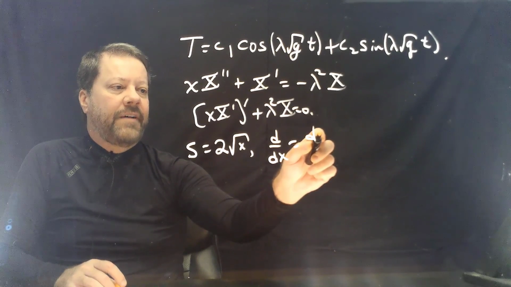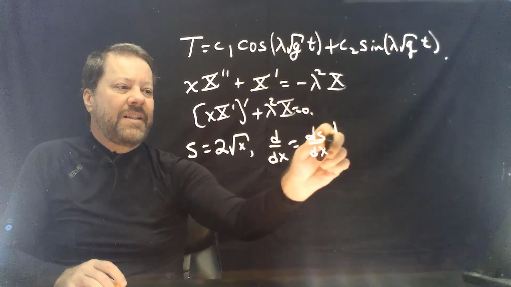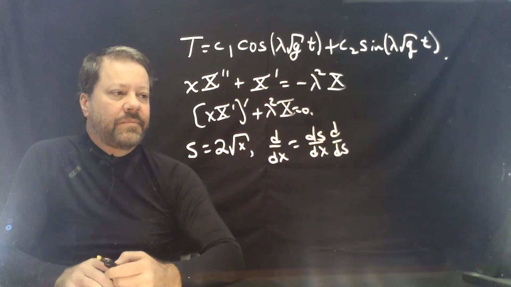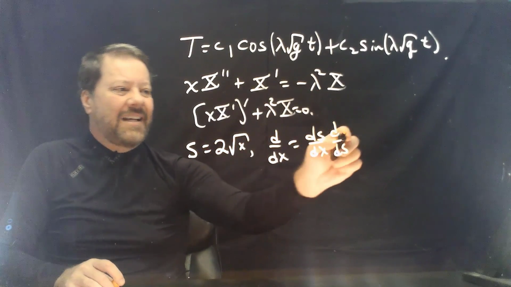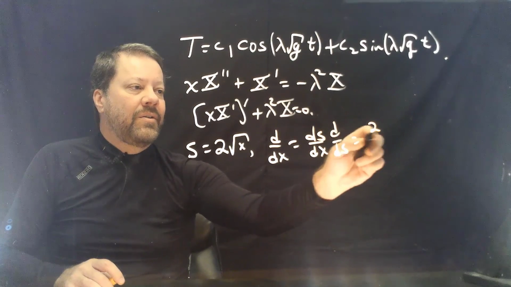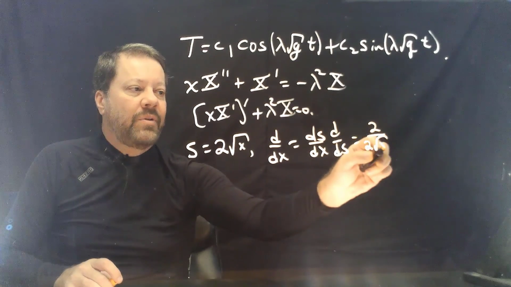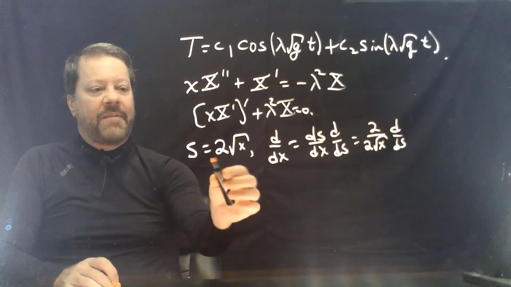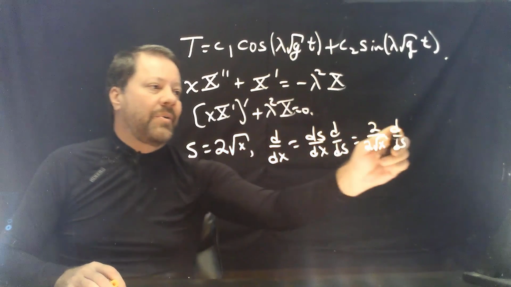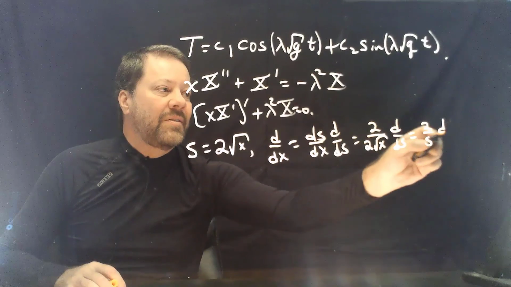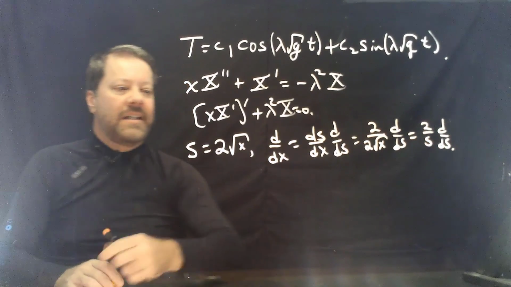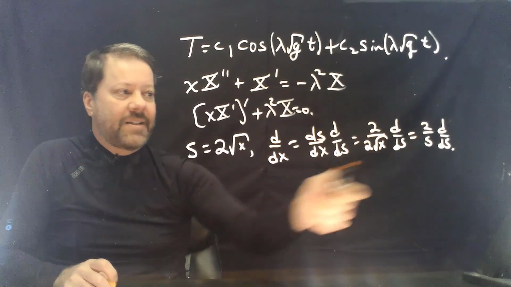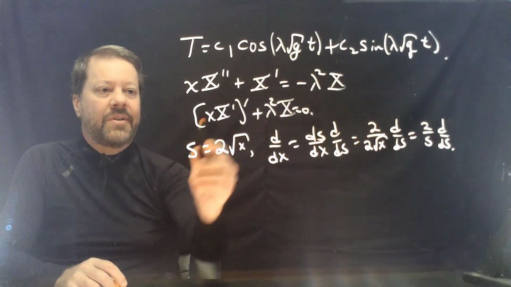We'll have ds/dx times d/ds using the product rule. But ds/dx is 2 over 2 root x d/ds, but keep in mind 2 root x is s, so you'll have 2 over s d/ds. So all of your derivatives with respect to x become 2 over s times the derivative with respect to s. What does that give you?